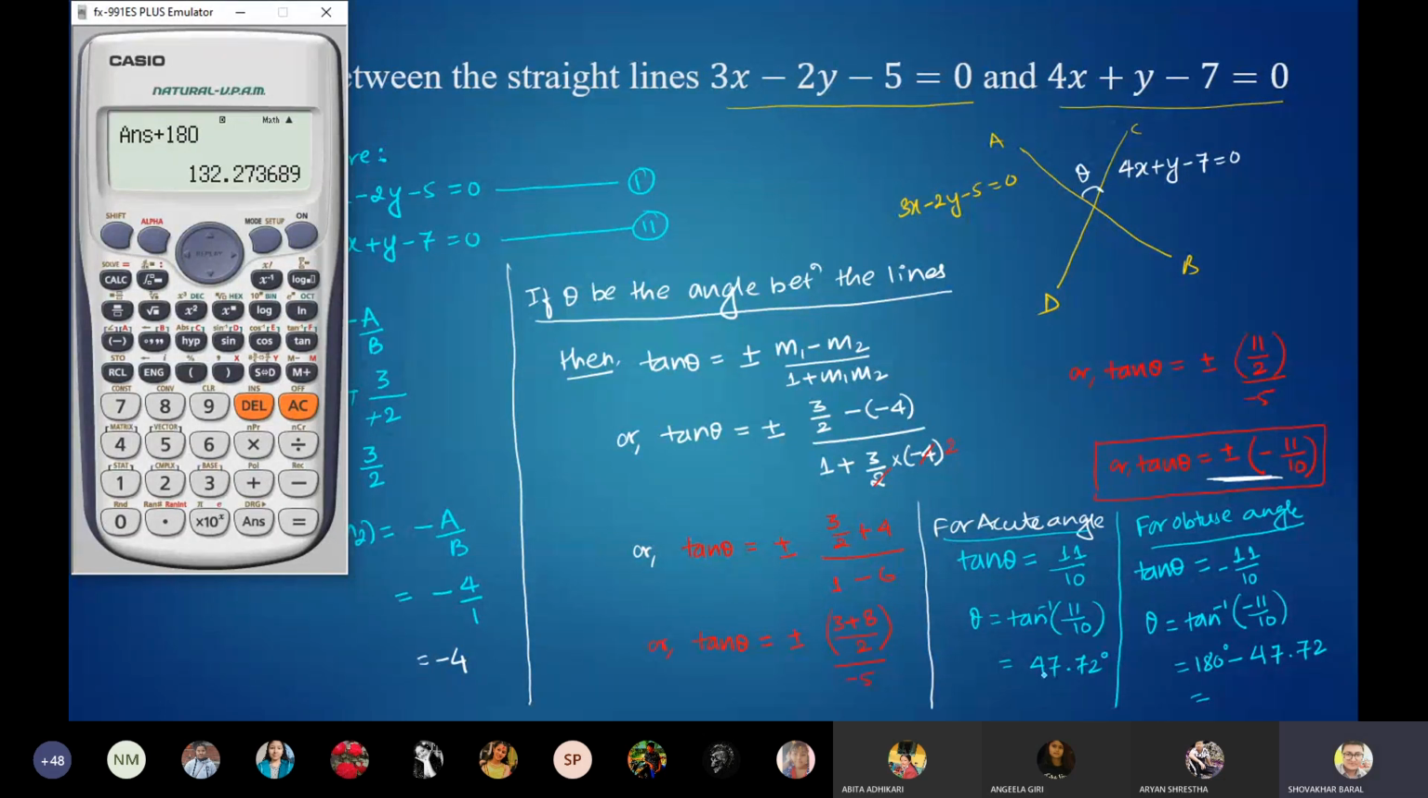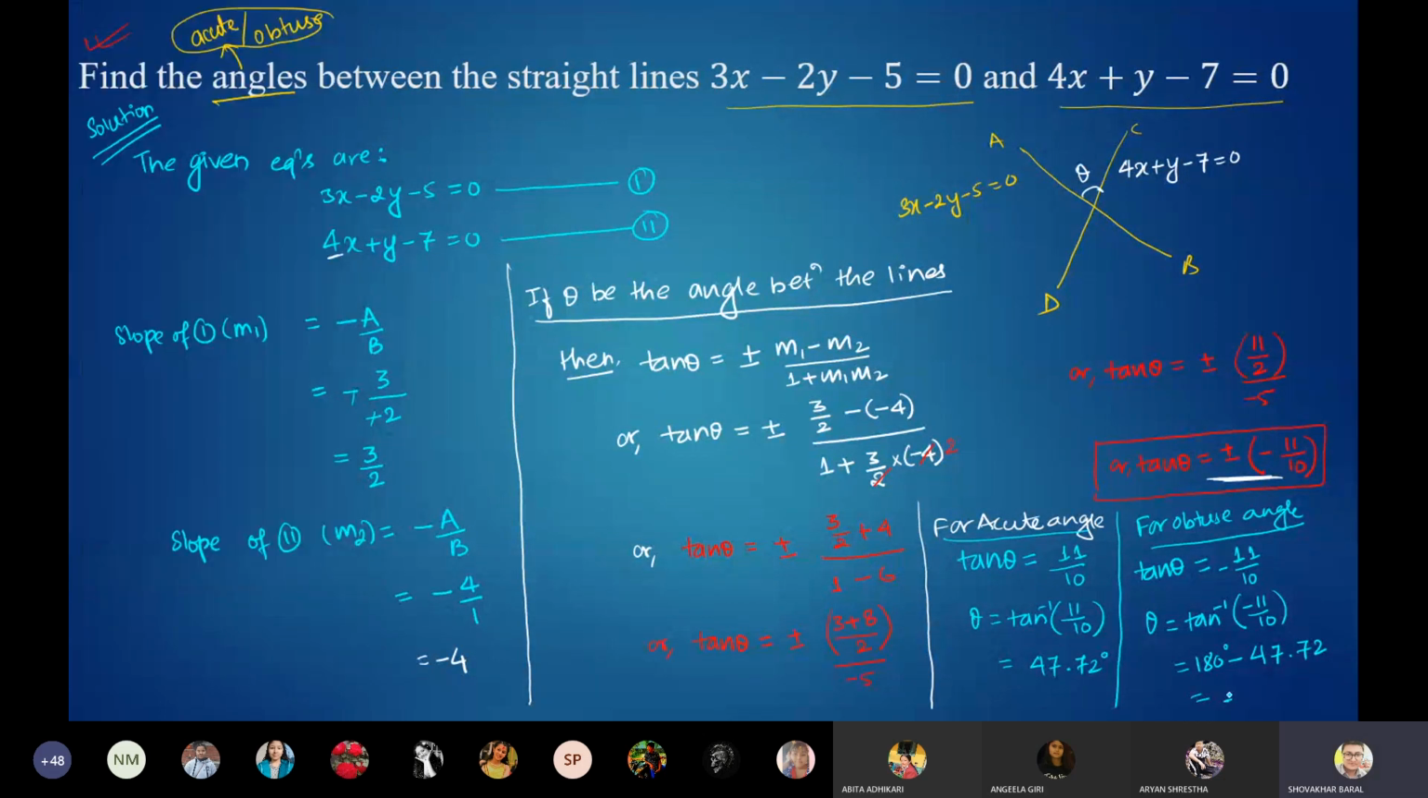It is equal to 132.27 degree. So this is the angle. At last write the conclusion. Therefore the angles between the two straight lines are 47.72 degree and 132.27 degree. Please write it fast, copy it fast.